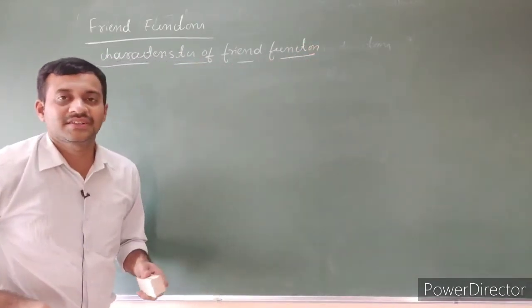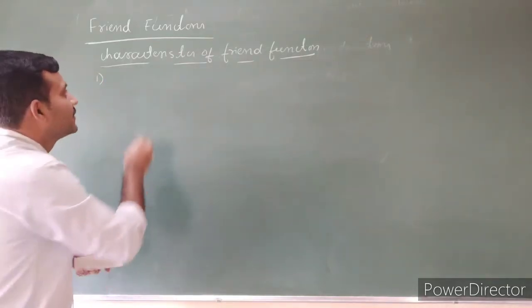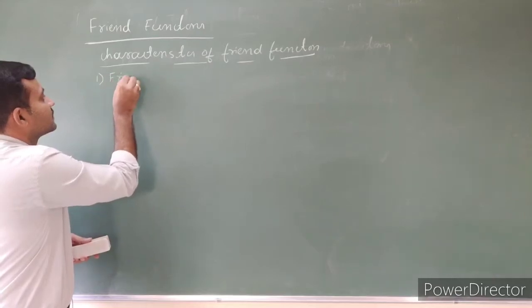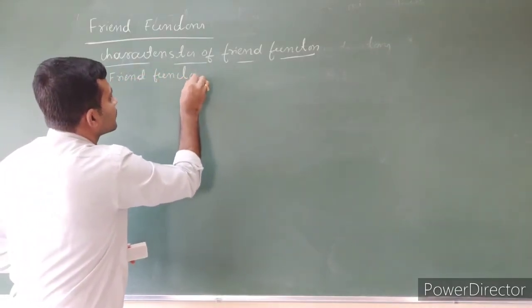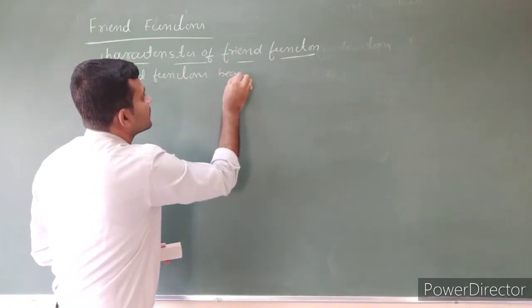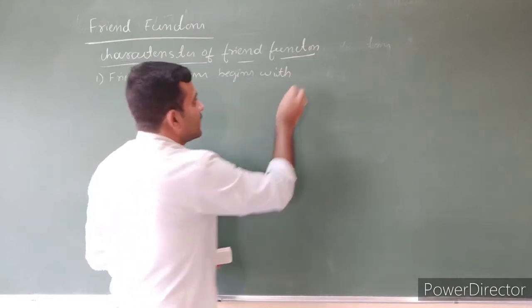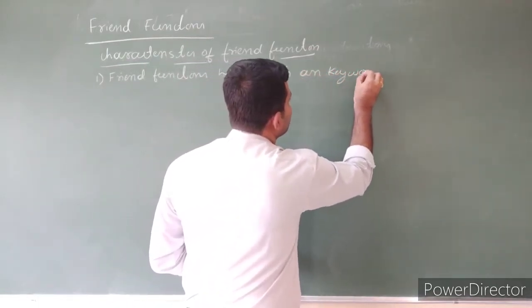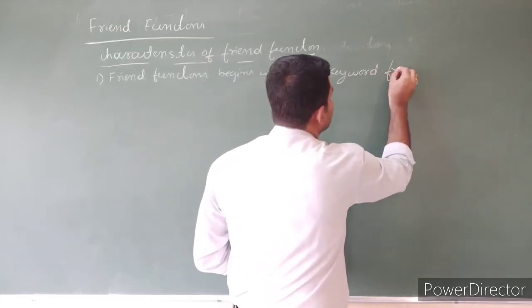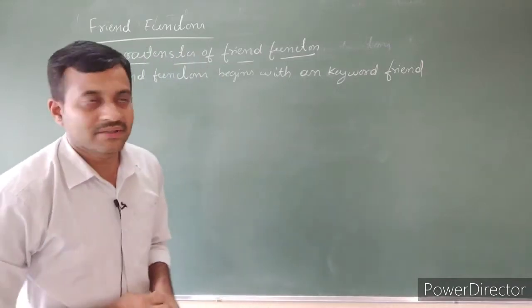Let's discuss the characteristics of the friend function. The first characteristic of the friend function is that it begins with the keyword friend.